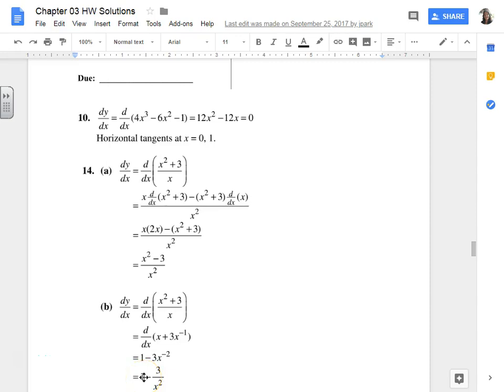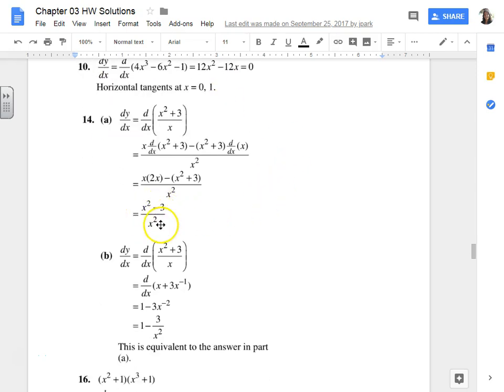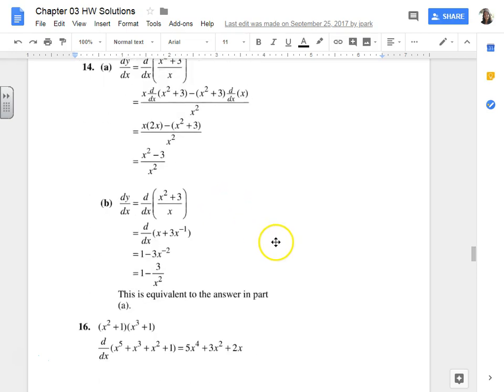Again, 0 and 1. Take the derivative, factor. If anybody didn't factor, shame upon you. 0 and 1. Number 14a. You guys see it? What's another way this could be written? Yeah, 1 minus 3 over x squared. Good.